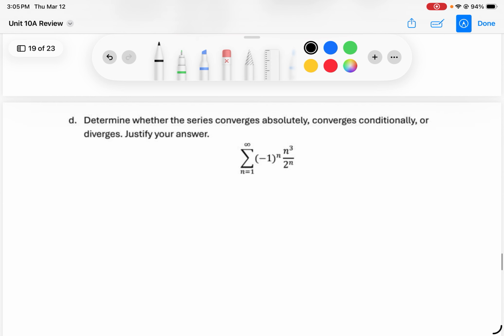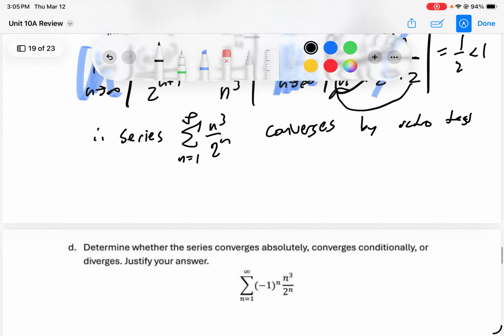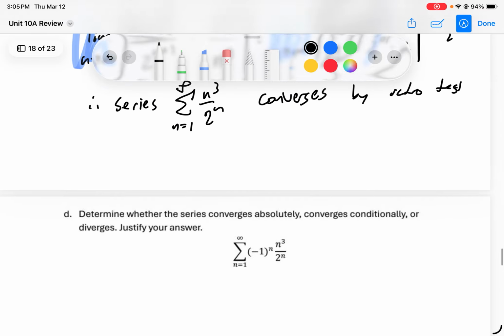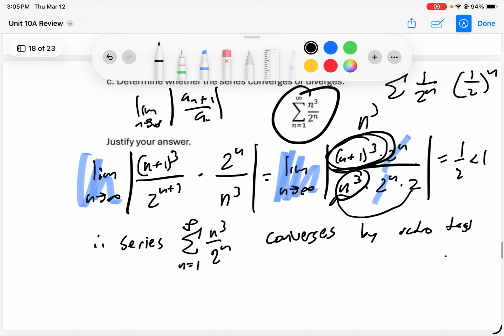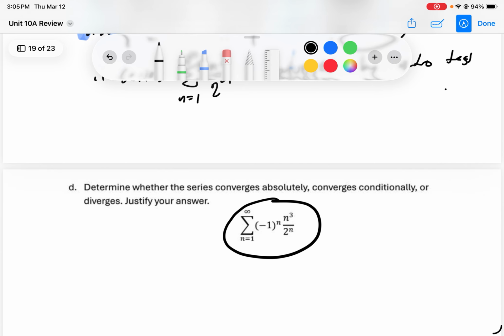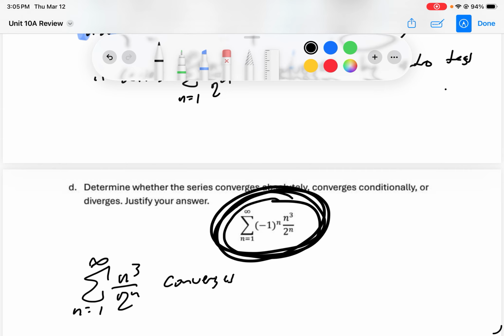All right, determine whether this series converges absolutely, conditionally, or diverges. So this looks just like this one, right? That's that with an alternating component. We just found that this, without the alternating component, converges. Therefore, I don't even need the alternating part. Therefore, this alternating series converges absolutely.